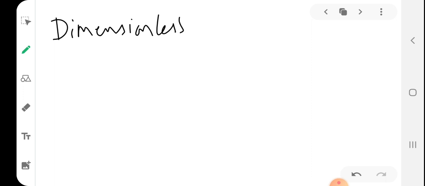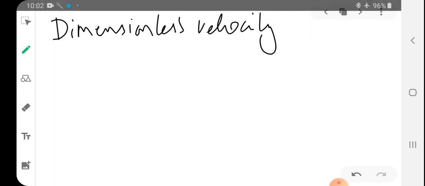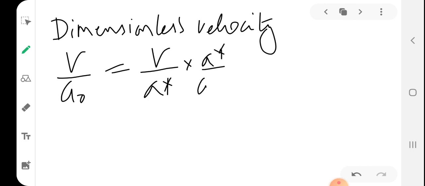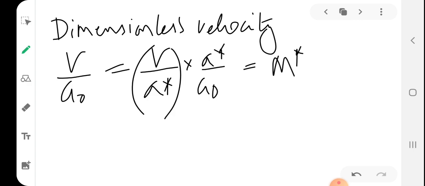Another dimensionless parameter used is V by a0, velocity by a0. Earlier the reference Mach number was V by a star. This is another dimensionless velocity, V by a0. V by a0 can be written as V by a star into a star by a0. What is V by a star? It is Mach star. Into a star by a0.